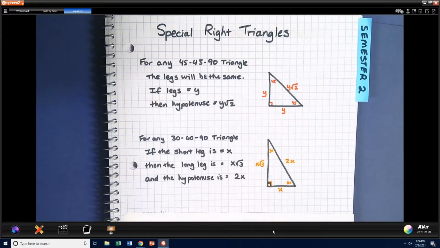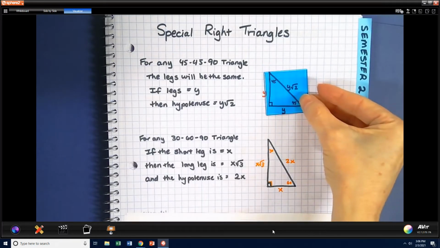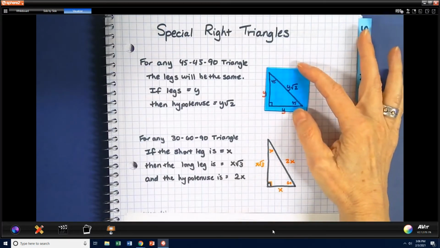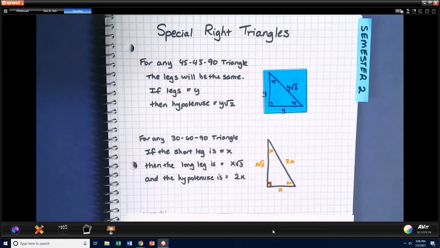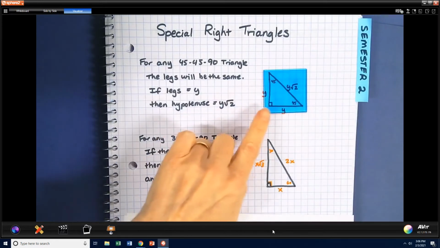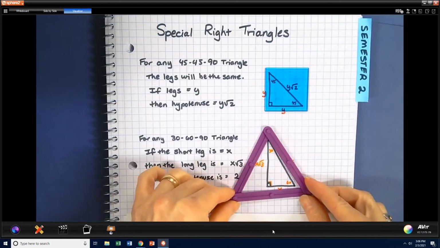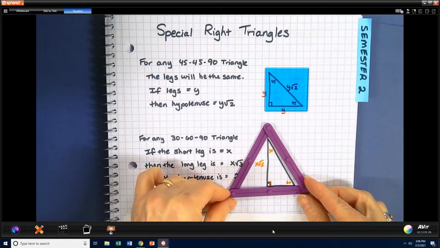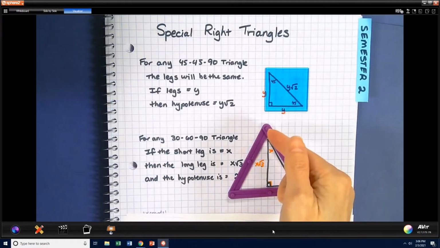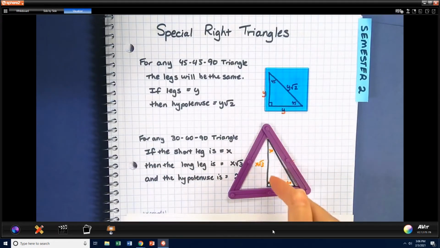Now, part of why these triangles are special is because they are half of other important shapes. The 45-45-90 is half of a square, and you might be able to see that it's cutting diagonally from corner to corner. The 30-60-90 triangle is half of an equilateral triangle. And you might be able to see that if we drop an altitude up and down in the middle of our equilateral triangle, it splits the base in half, and I have two equal triangles.